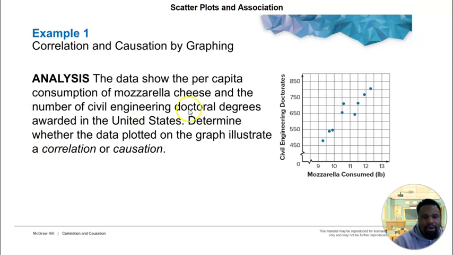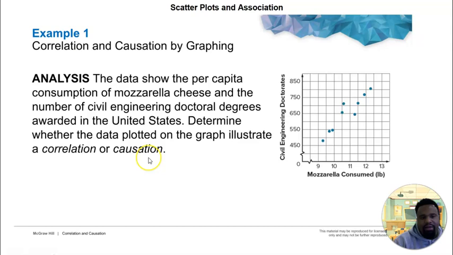Look at this example here. We're looking at the consumption of mozzarella cheese and the number of engineering doctoral degrees. Already look at those two variables. How much mozzarella cheese versus the doctoral degree? Does me eating mozzarella cheese affect me getting a doctoral degree? So that's some of the kind of things that you want to think about as you look at your graph.